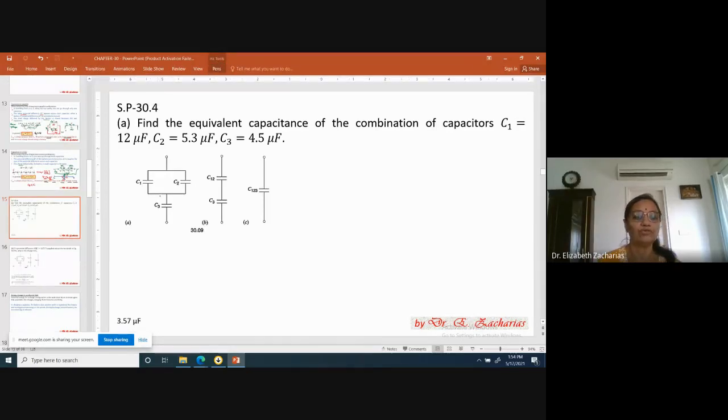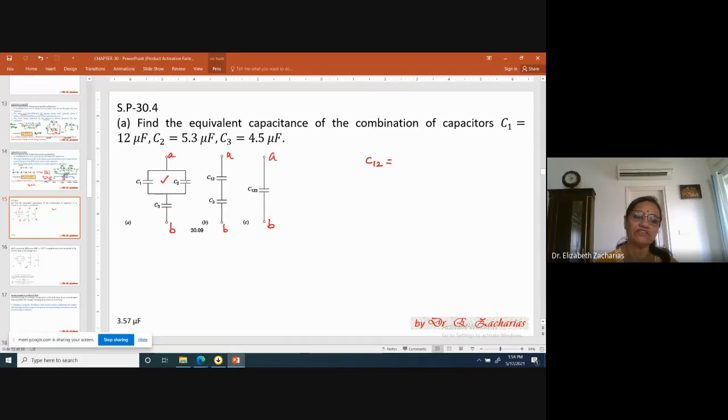So what kind of a picture are you seeing here? C1 and C2 are connected in parallel, and the combination is connected in series. So you have to find out the equivalent capacitance between A, B. First, you combine these two and call it C12. So what will be C12? What will be the formula?